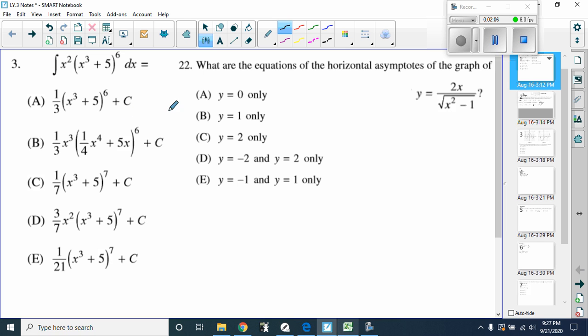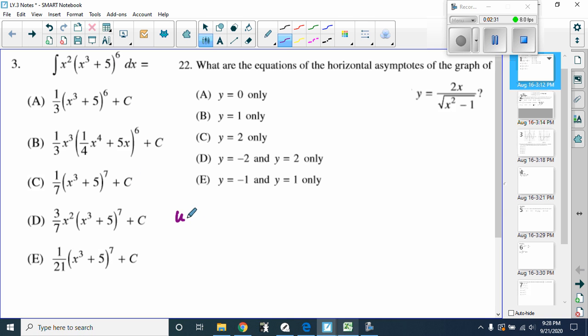Number 3 here. Number 3 asks for the integral of x squared times the quantity x cubed plus 5 to the 6th dx. It's not something we can integrate as is because we're multiplying here. We also have something other than just x to the 6th. We don't want to expand this.